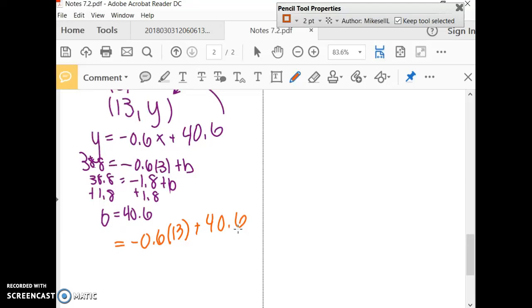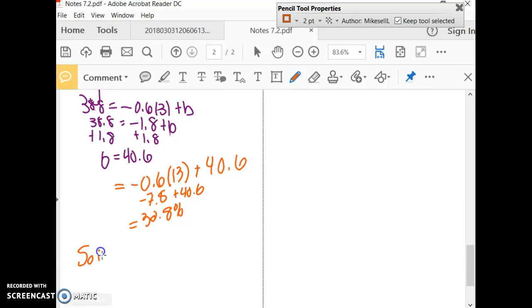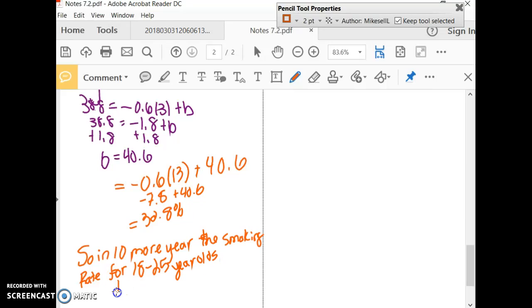So when you times negative 0.6 times 13, you get a value, which is 6 something, 7 something, I don't know. I'm plugging and chugging it right now. Negative 0.6 times 13 gives you a negative 7.8. And if you add that to 40.6, then you end up getting 32.8%. So in 10 more years, the smoking rate for 18 to 25 year olds drops to 32.8%.